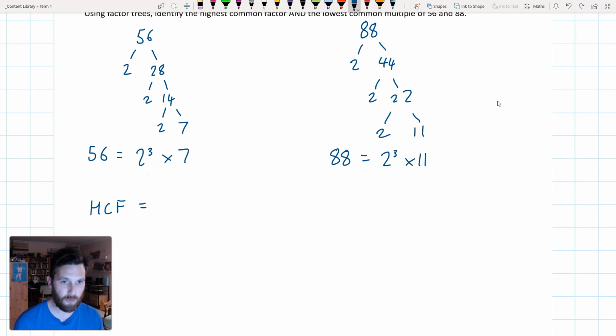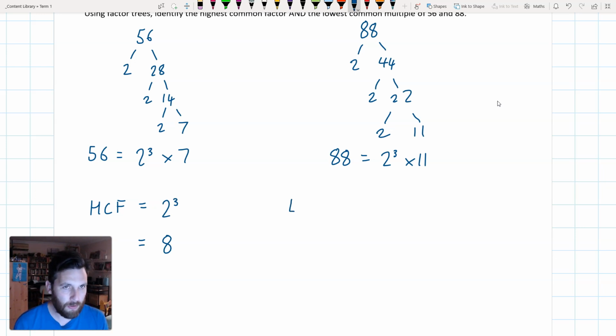So if I look through both of my answers here, I've got 2 to the power 3 just here. I've got 2 to the power 3 here as well. So that is common to both. Now, 7 to the power 1 isn't common to both of them, so I'm not going to use that. 11 to the power 1 isn't common to both of them, so I'm not going to use that either. So my highest common factor for these two is going to be 2 to the power 3, which is equal to 8. Okay, so that's part 1. That means that the largest number that fits into both of them is 8, and that's a cool trick that you can use to do that.